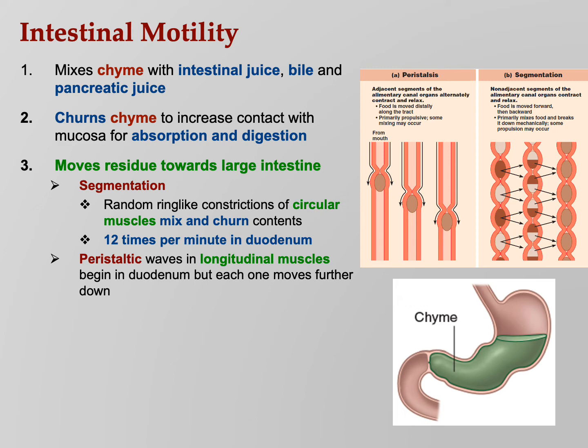So that diagram in the upper right, part B of that diagram is segmentation. Those are the circular muscles mashing up the food, squishing it up, mixing and churning it together. Then part A is peristalsis. That's where subsequent waves keep moving the stuff further and further along towards the exit.